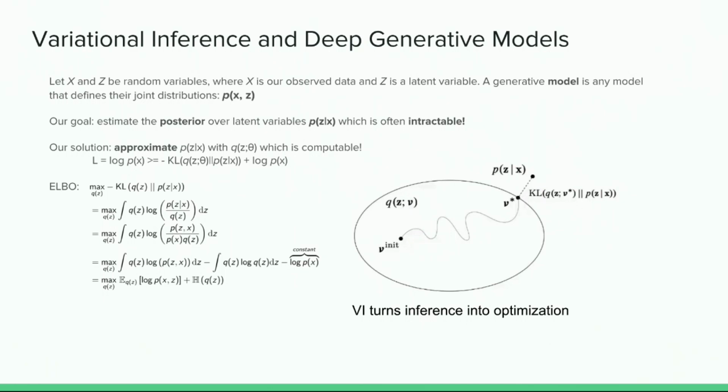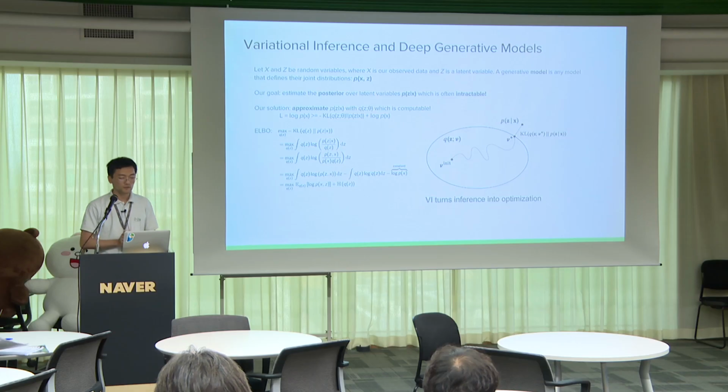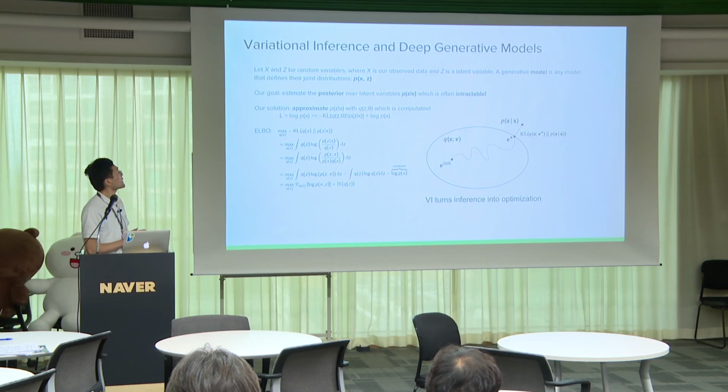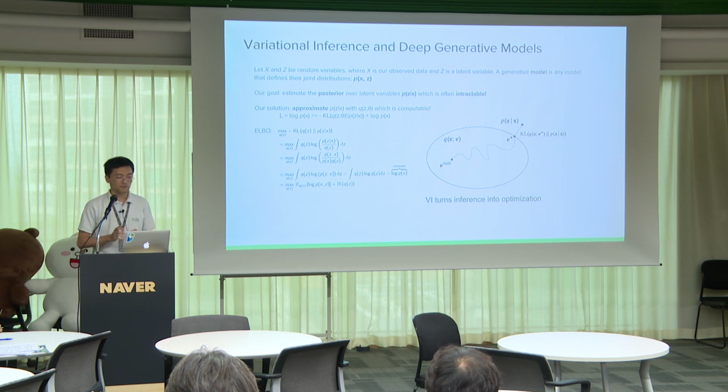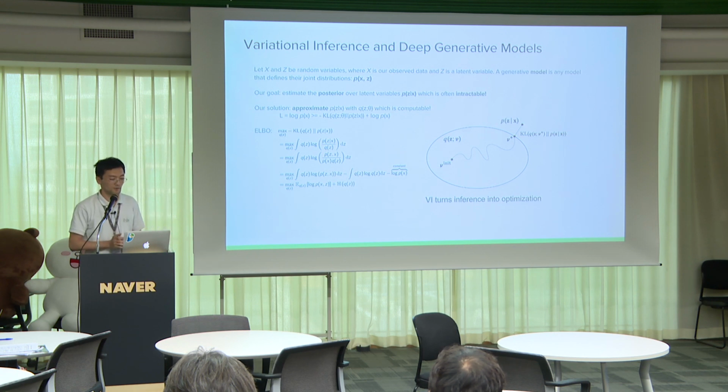So in these models, our goal is to estimate the posterior over latent variables given the observed data. But this problem is often intractable. So the goal of variational inference is that we approximate the posterior distribution with a simple form q(z), given some parameter, which is computable.